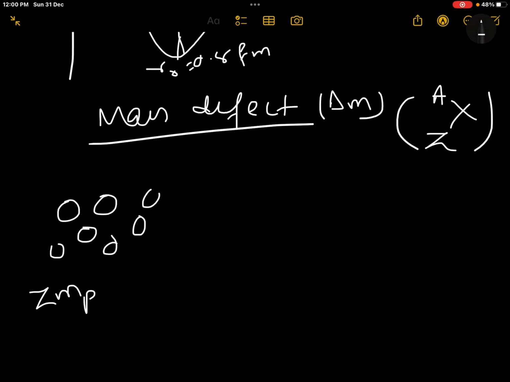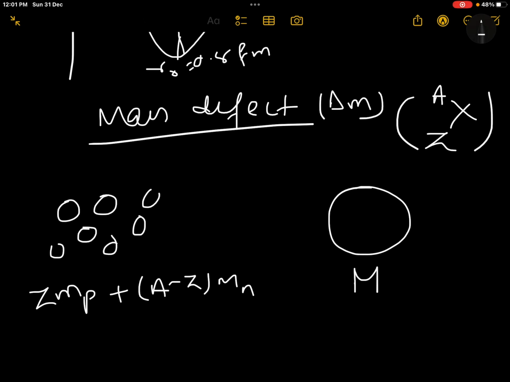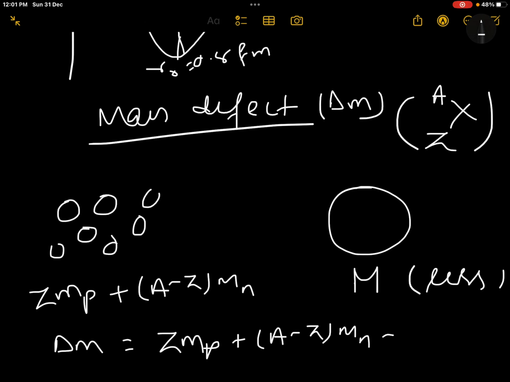So here we are talking about the nucleus. So we will not take electrons, what will we take? Protons and neutrons. So Z into Mp plus (A minus Z) Mn. What is Mn? Mass of neutron. So this is the calculated mass. Then the combined nucleus has some mass. The difference is known as mass defect. It is observed that the combined mass is slightly less. So delta M is equal to Z Mp plus (A minus Z) Mn minus the mass of the nucleus.